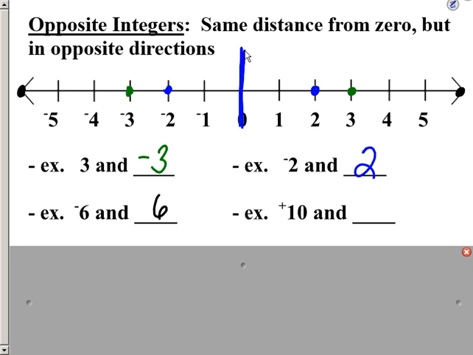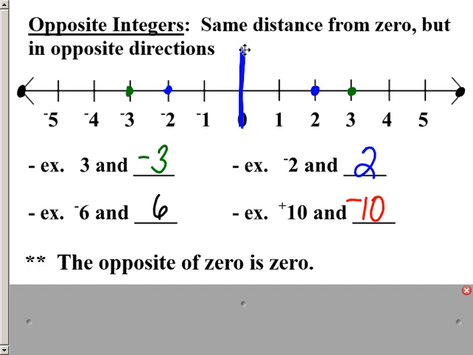And last but not least, positive 10 and negative 10. I'm not going to draw it on here because my number line doesn't go quite that far, but positive 10 and negative 10 are opposites because positive 10 would be 10 above 0, and negative 10 would be 10 below 0. The opposite of 0 is 0. 0 is its own opposite, because if we fold the number line, it's going to fold right there on top of itself.